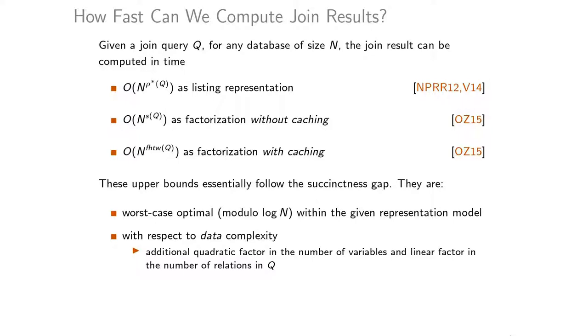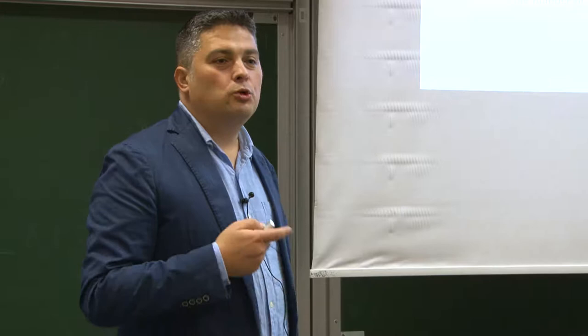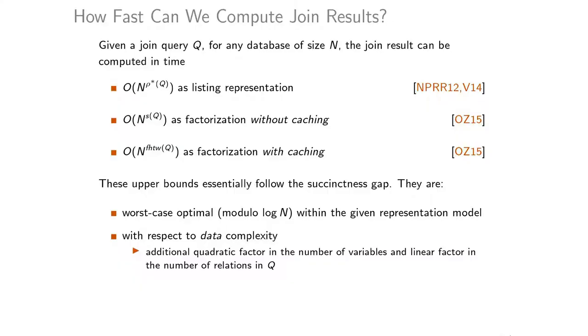And there is also another one that looks at factorization without caching. This one gets n to the S, the factorization width parameter, or n to the fractional hypertree width parameter in case we use caching. So these upper bounds essentially follow the succinctness gap, right? But they are worst case optimal modulo a logarithmic factor, in the sense that these algorithms essentially need to sort the data first. So they need n log n time to start with, okay? But the results are never stated like this, sometimes with a tilde over the O, to say that this is a soft O, modulo logarithmic factors.